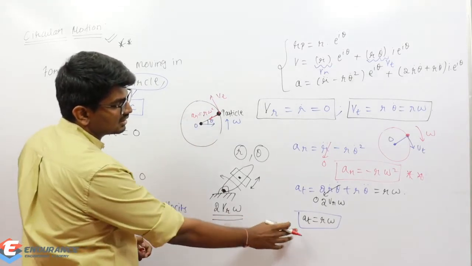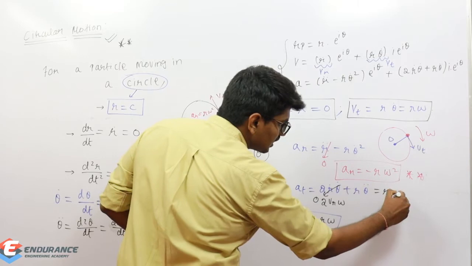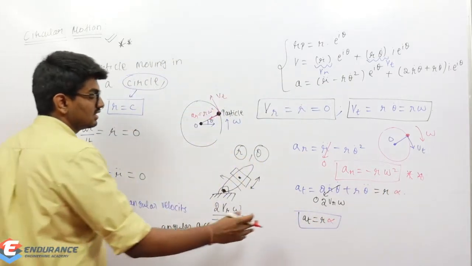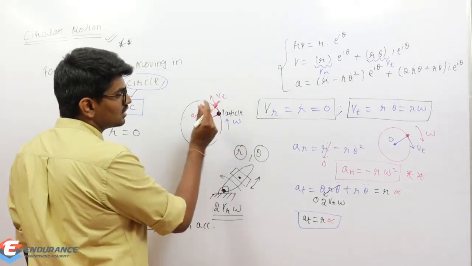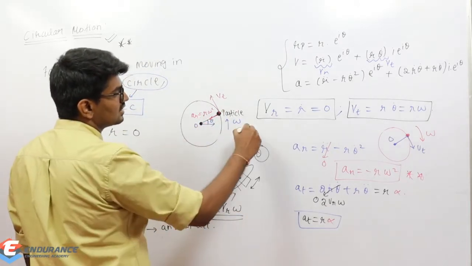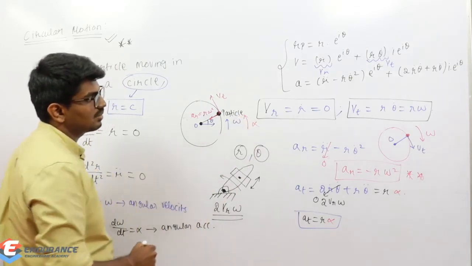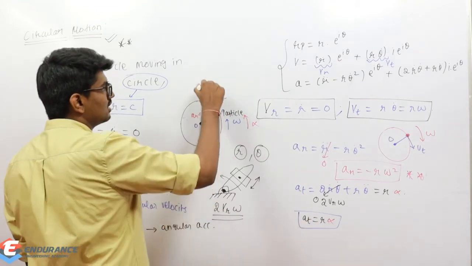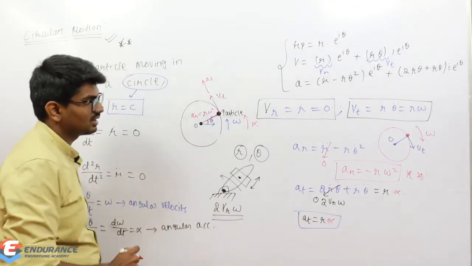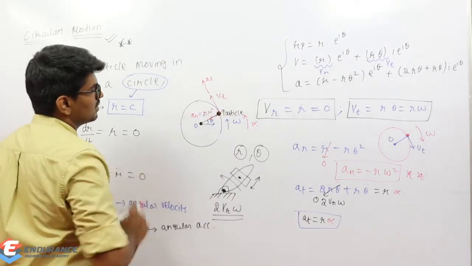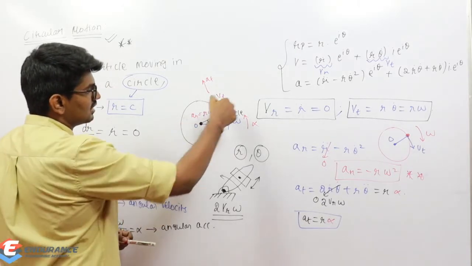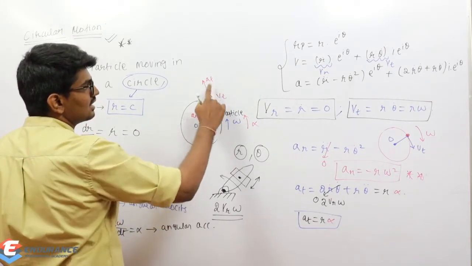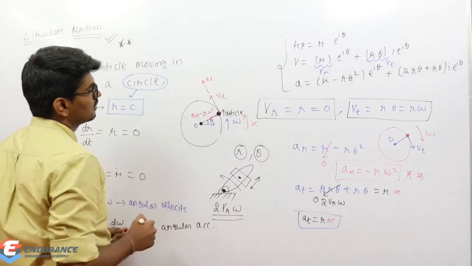And what about this? I'm very sorry. This is r alpha, theta double dot, right? Theta double dot is r alpha, so that is the tangential acceleration. If omega, that is angular velocity, is acting in this direction, then angular acceleration will also act in the same direction, and the tangential acceleration will also be in the same direction. So the radial acceleration is towards the center because of the negative sign, and the tangential acceleration will be in the same direction as that of velocity.